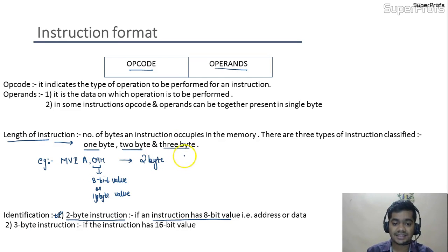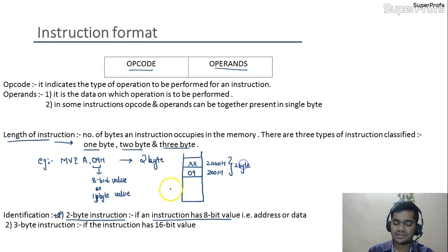Why are we saying it is 2 bytes? Because if we represent this instruction in memory, suppose for MVI the opcode is XX and we have stored it at 2000H. Okay, so this is the memory address. In the second byte, that is the second memory address, this 09 would be stored, and this would be 2001H. That's why it is known as a 2 byte instruction.